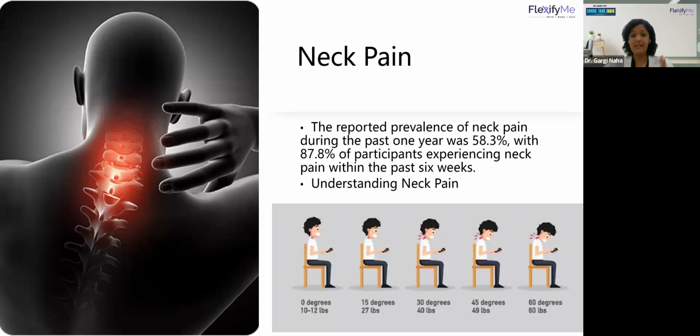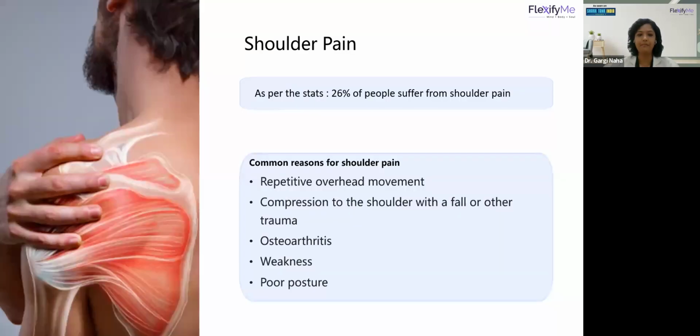So in this case, definitely the discs are going to be involved, definitely the muscles are going to be involved, and there will be nerve involvement as well. So I'll show you a few exercises and measures also, how you can manage this. Shoulder pain, again, 26% of people are suffering from shoulder pain, from repetitive overhead movements, compression, arthritic conditions. The major reason is weakness of the muscles and poor posture.